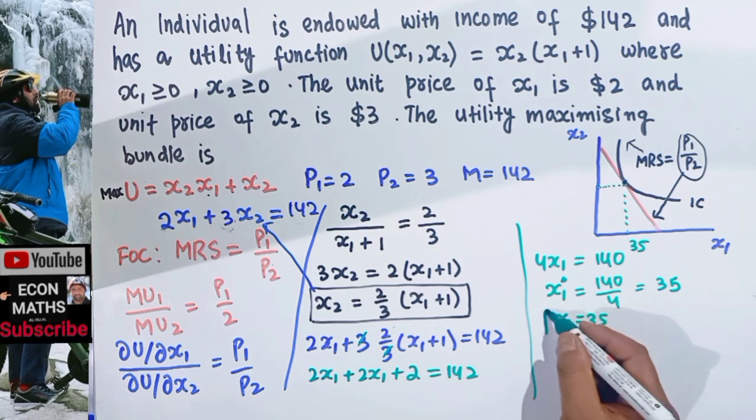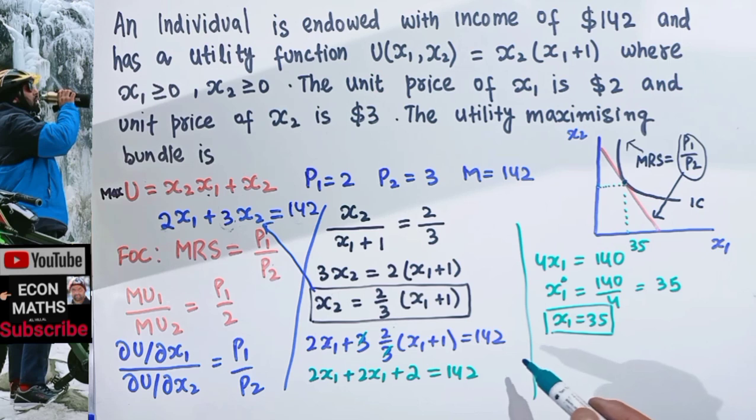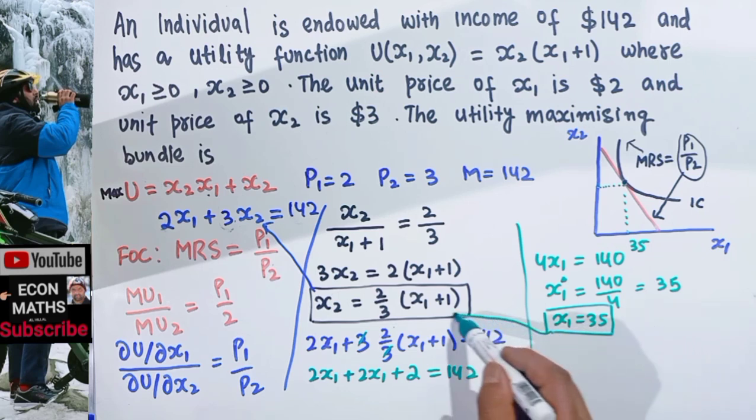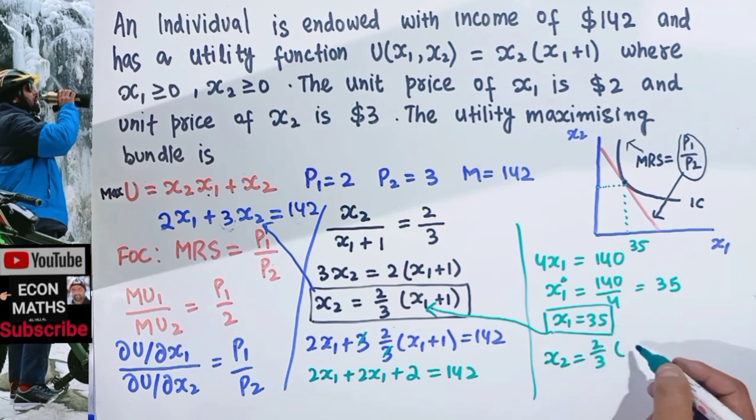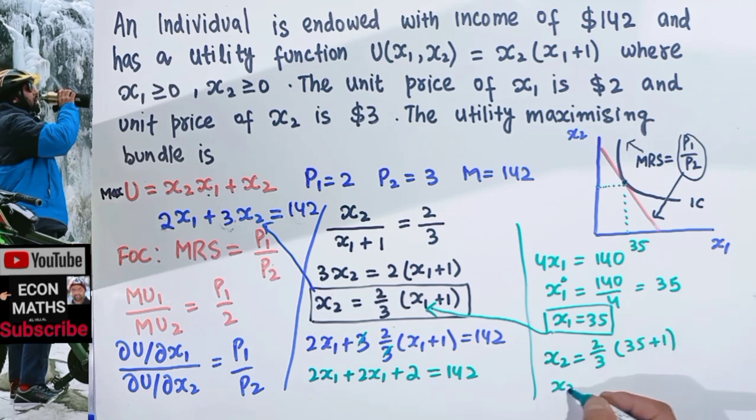To find the value of x2, simply plug x1 into this relationship here. That gives us x2 will be equal to 2 upon 3 times x1, we got 35, plus 1, so we have x2 will be equal to 2 upon 3 times 36. 3 ones are 3, 12s are, so 12 twos are, I hope I did the calculation right here.